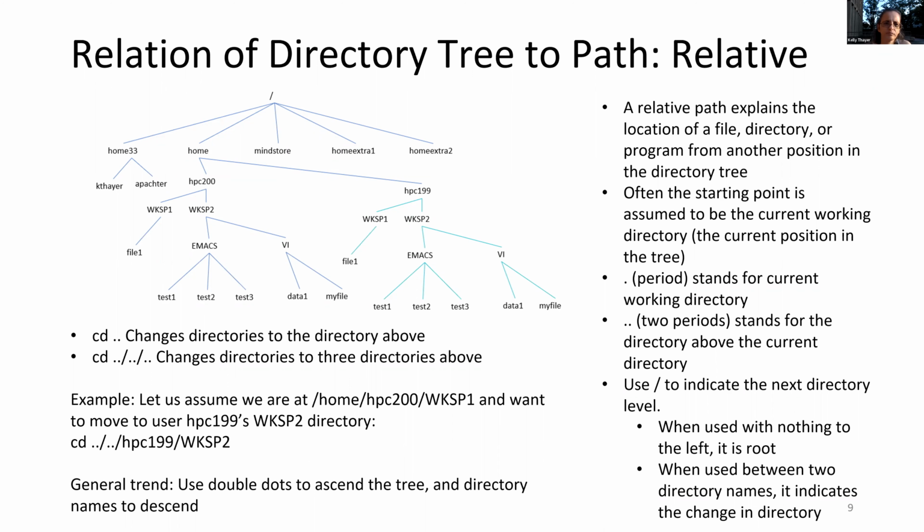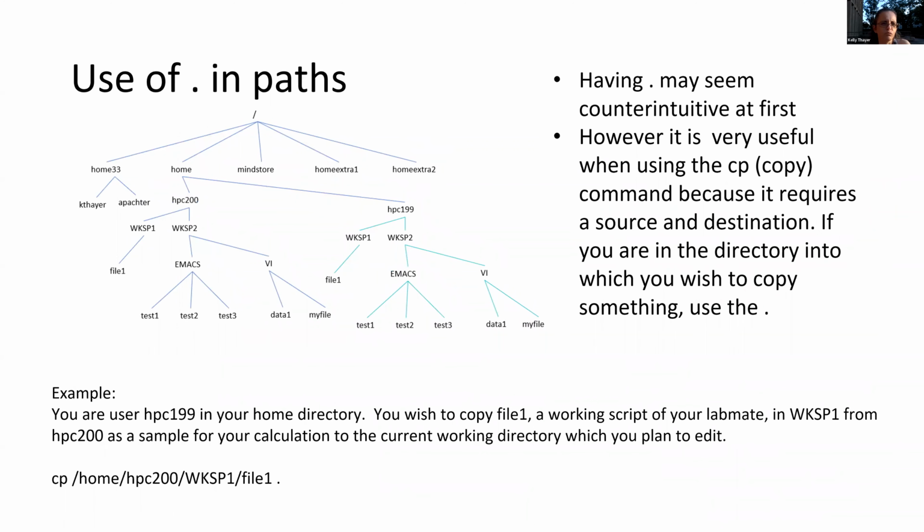We can also use the dot in the paths. The dot may seem counterintuitive at first because it does indicate the current working directory. However, it's useful when you're going to use the cp, the copy command, because it requires a source and a destination. So if you want to say, I want to copy something to here, you can use the dot instead of naming the actual directory.